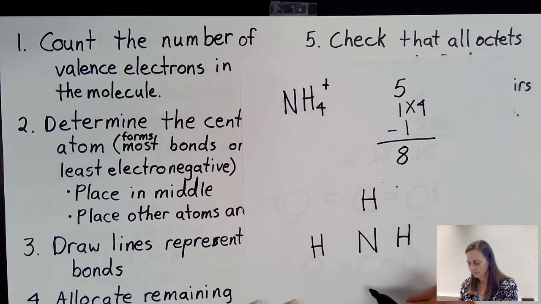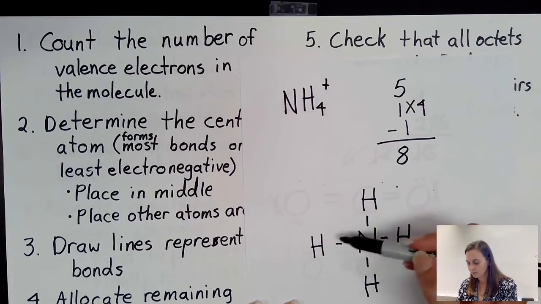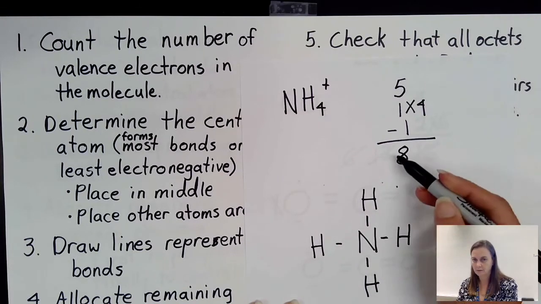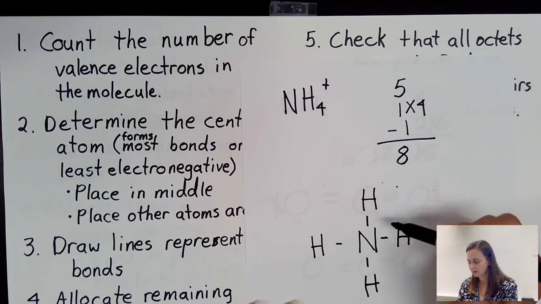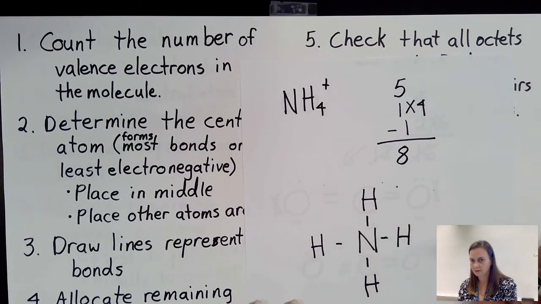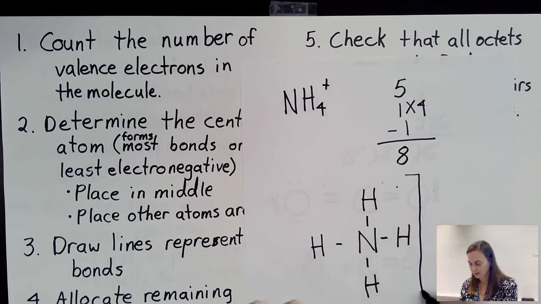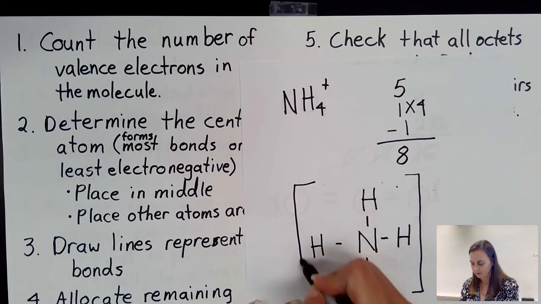So we're going to put all of our hydrogens around this nitrogen. And we're going to draw lines representing the bonds. So 1, 2, 3, 4. Okay, 2, 4, 6, 8. I've used up all of the valence electrons. Hydrogen is satisfied with 2. Nitrogen has 8. Everything is satisfied. When we draw the Lewis dot structure for an ion, the last step that we need to do is to put the square brackets around it and write the charge.